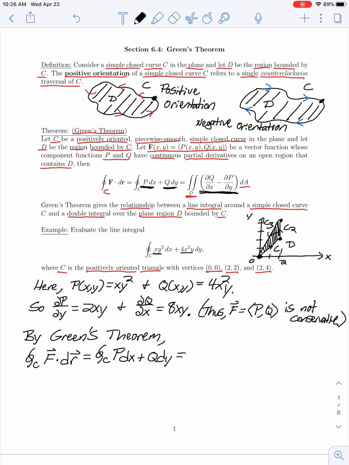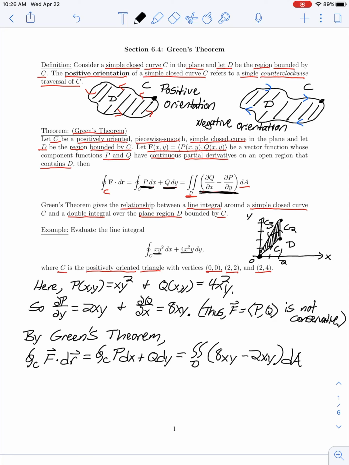It is given by the double integral over the plane region D bounded by our curve of the difference in the partial derivative of q with respect to x, so that was 8xy, minus the partial derivative of p with respect to y, which was 2xy, integrating with respect to area. So to evaluate this double integral over the region D, which is shown as being shaded above, we need to set up an iterated integral.